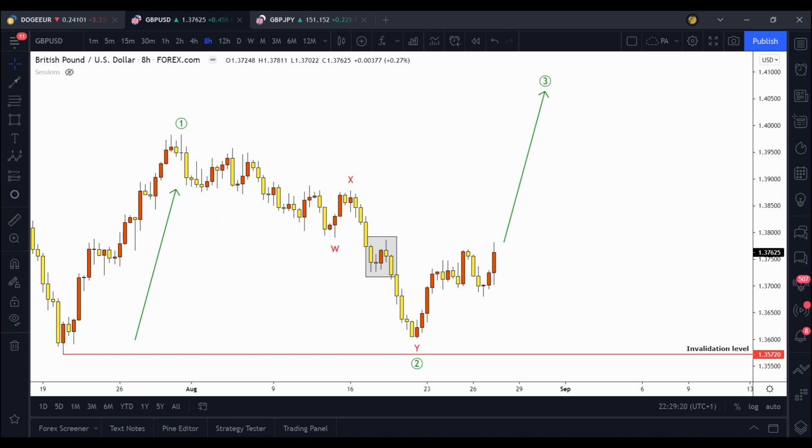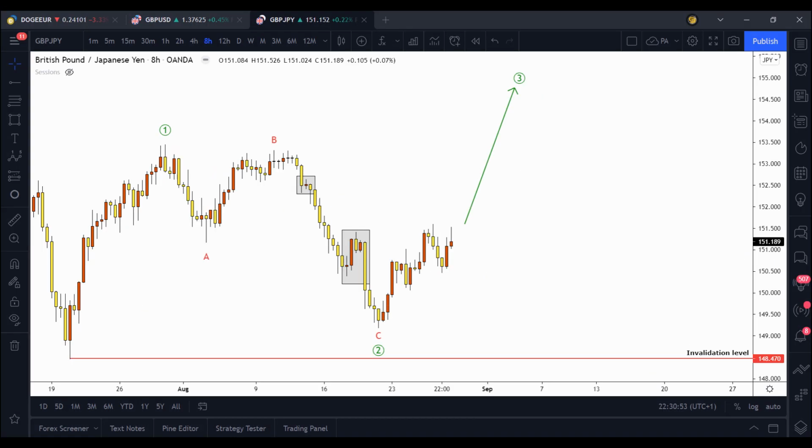In summary, for GBP USD in current market conditions, we had number 1 a bullish wave, number 2 a correction which did not break the beginning of wave 1, and now price is forming wave 3 to form another new high. Now let's move on to our next example, GBP JPY.